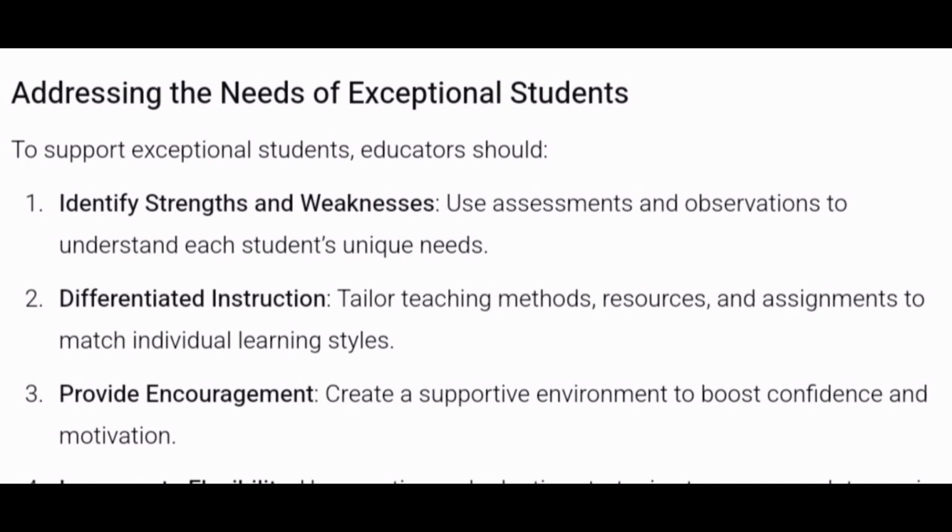Now, provide encouragement. Create a supportive environment to boost confidence and motivation. Encouragement we all need. You need encouragement, you need motivation, I need encouragement, I need motivation, right? So always try to encourage your learners, always try to motivate them, that yes, it's fine, no problem, do well in the next exam or do well in the next test, no issues with that. All right, so you should try to make the children confident and stay motivated, so that they are able to perform in the best way next time.